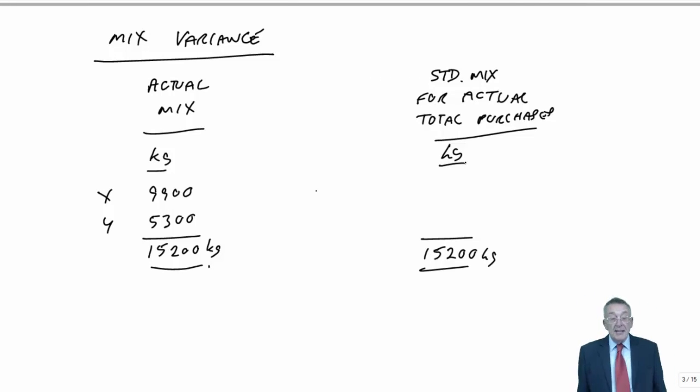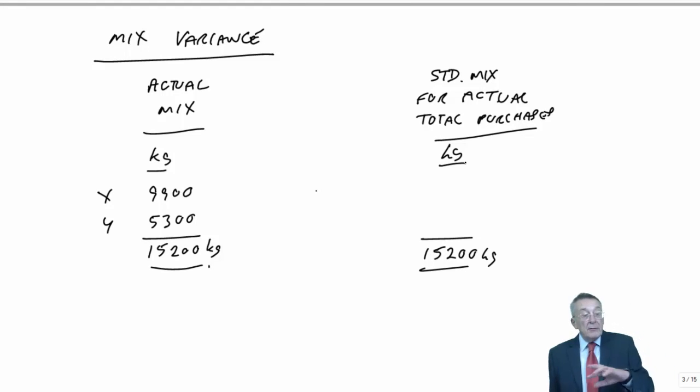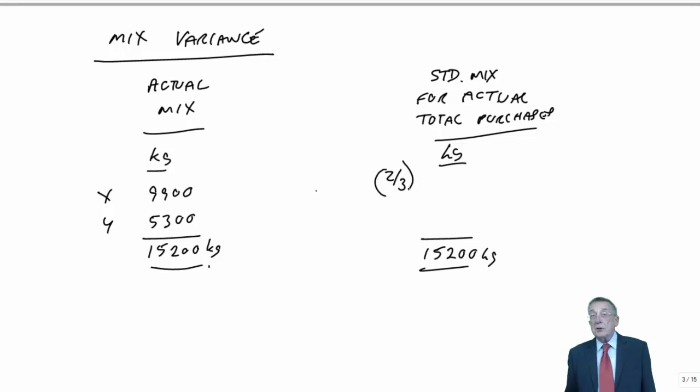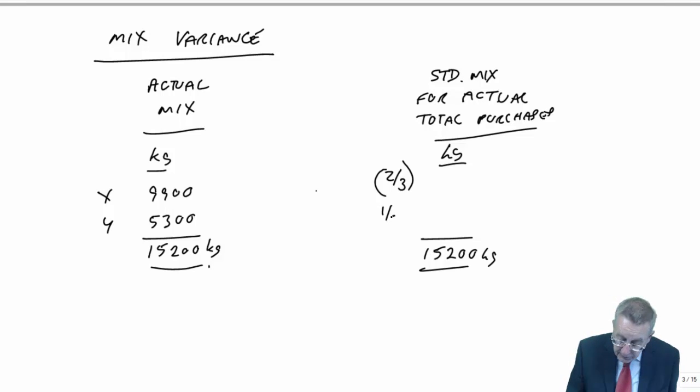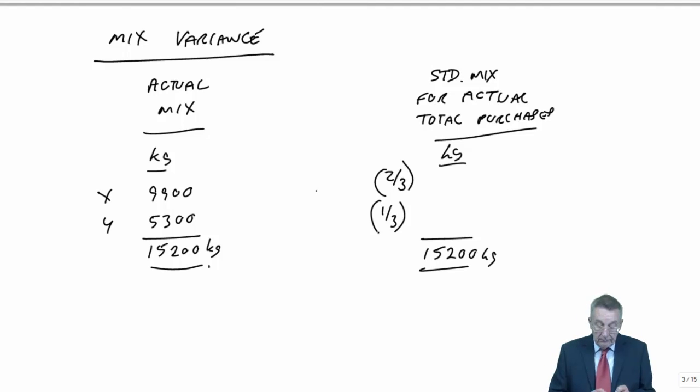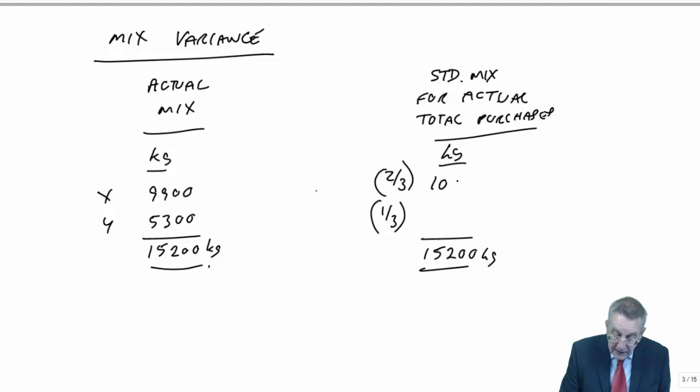But how should we have split it between X and Y? Again, from the cost card, for every 3 in total, 2 of them should have been X. So 2/3 of our total should have been X. And 1 kilo out of 3, 1/3 of the total should have been Y. So the way we should have mixed them, 2/3 of 15,200, it doesn't divide nicely. I should have chosen nicer figures, but still. I'm not really bothered about a bit of rounding.